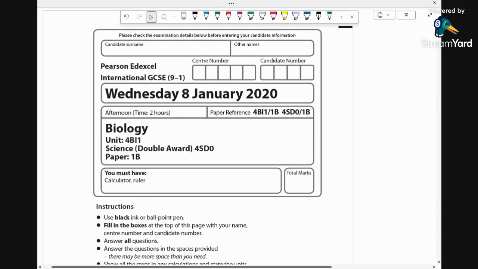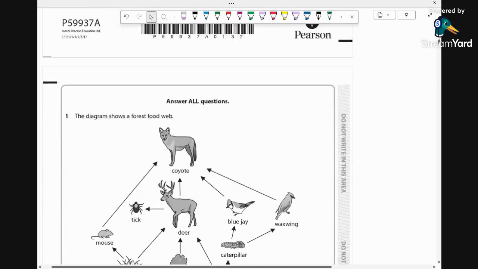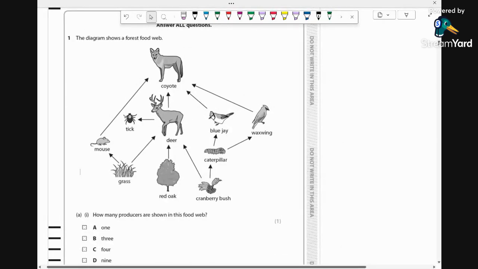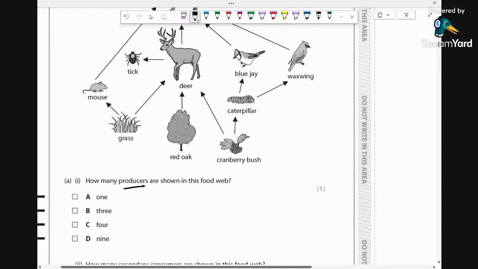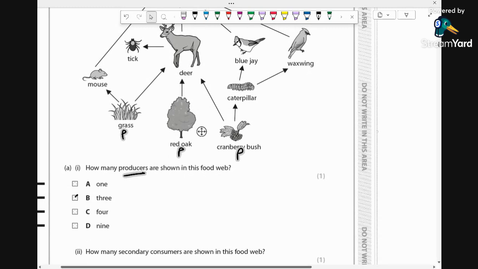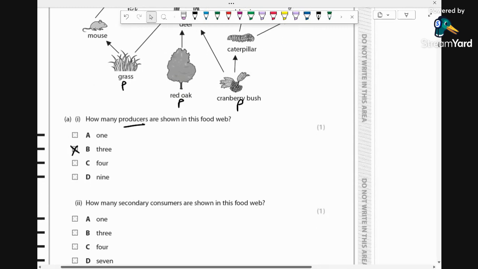So first question, diagram shows a food web. How many producers are there shown in the food web? Well, producers are photosynthetic organisms. So we've got producers here for the grass, the red oak, and the cranberry bush. So they are your producers. So the answer is 3. Talk about a mark a minute.